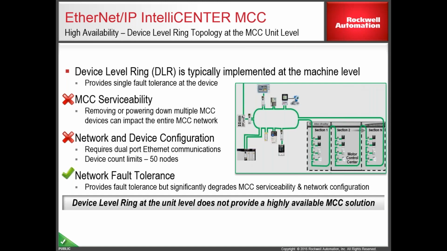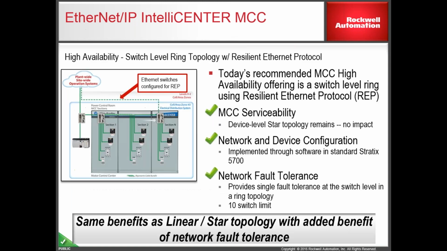A lot of times customers want to implement a device level ring within their MCC section. What this does is it hits the fault tolerance, so you got a green check mark there. However, you sacrifice the serviceability and the network and device configuration, because if you were to pull one unit out, you're okay. The ring still keeps alive, but if you pull two out, then your ring is broken in two spots and you're no longer able to communicate to devices on the ring. And again, with network configuration, you're limited in ring topology to 50 nodes.